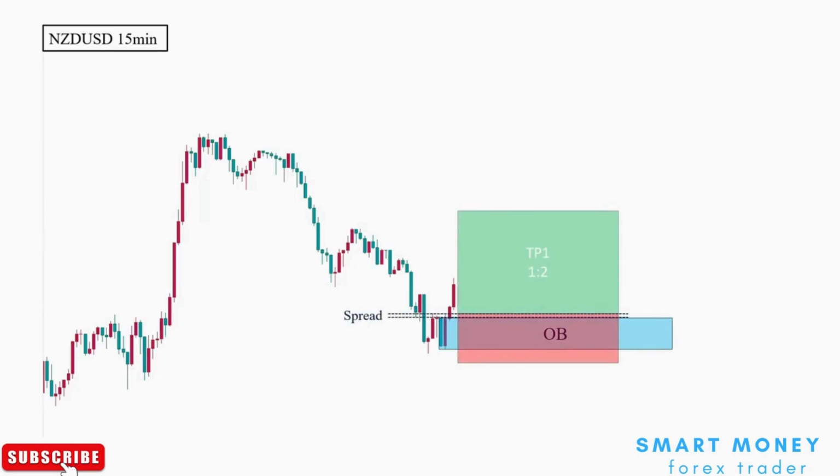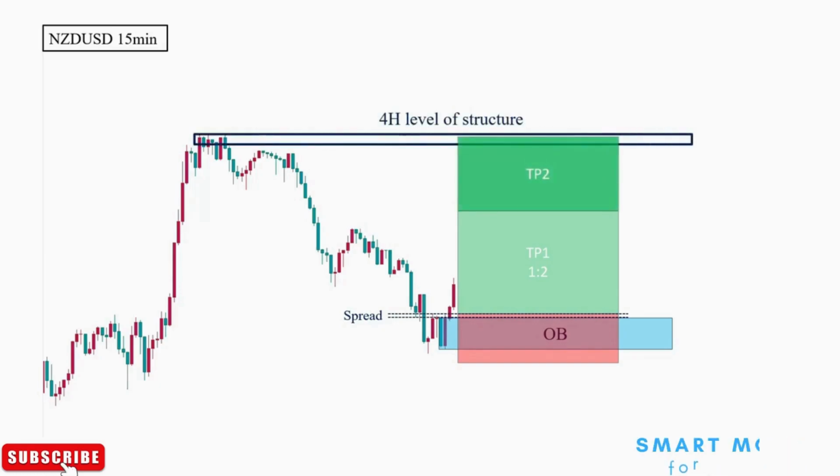We place our order a spread size above the order block and the stop loss a couple of pips below the lowest points of the zone. For the first TP, you could close half of your position when the price reaches your 1 to 2 targets. This way, even if the price gets back and hits your stop loss, you are at break even.